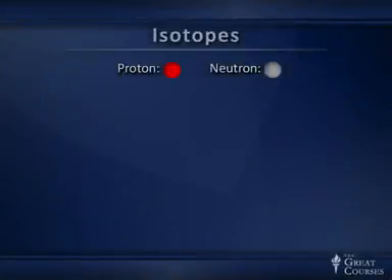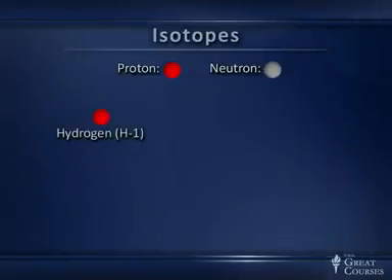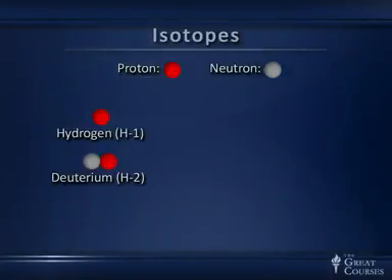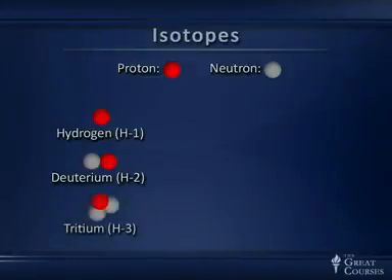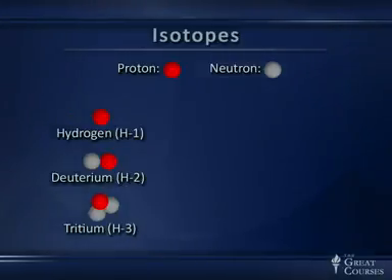Some other isotopes, again, protons in red, neutrons in gray. Hydrogen, the simplest element, just a proton. But there's also deuterium, a heavier isotope of hydrogen, a stable isotope which comprises about 1 in 6,500 hydrogens. And then there is an unstable isotope, one that's radioactive, called tritium. You'll hear about tritium whenever a nuclear accident happens. Tritium is commonly released. So those are 3 isotopes of hydrogen.